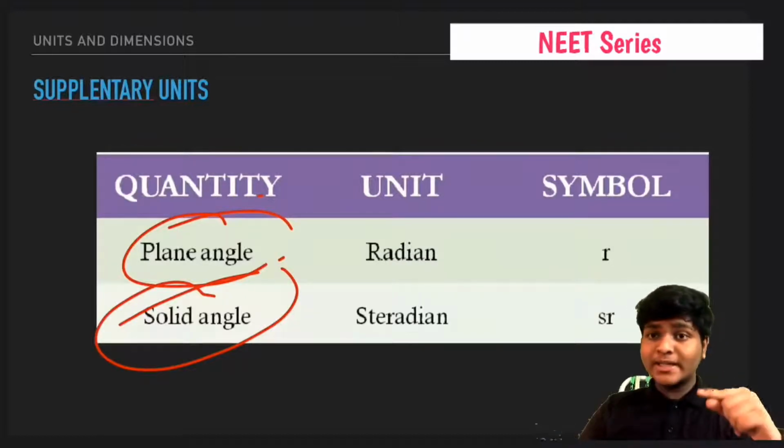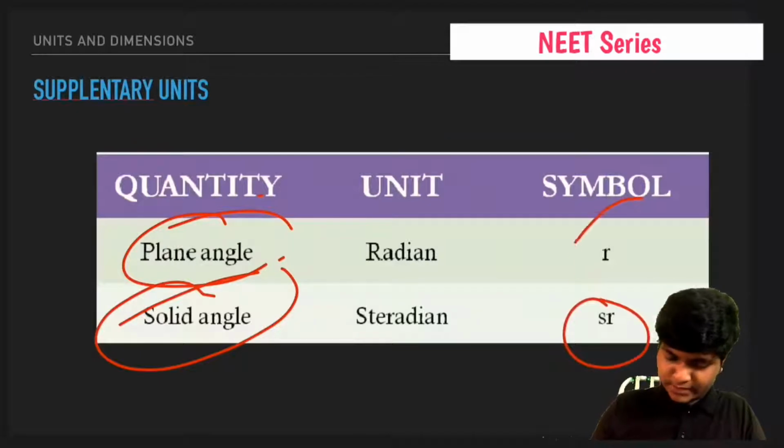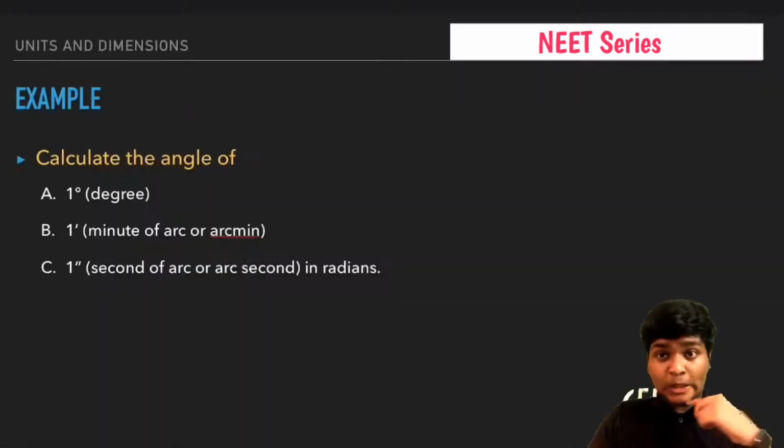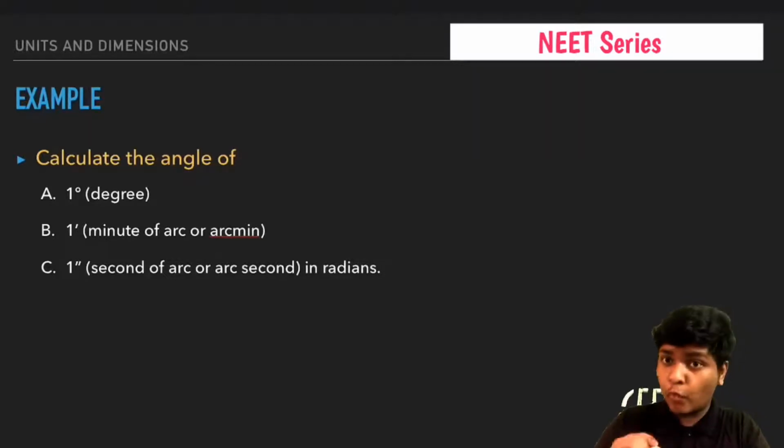And what is the unit for solid angle? Solid angle unit is steradian and is denoted with SR. Very important terms. So let us take a look at the examples. What are these examples? Calculate the angle of 1 degree.